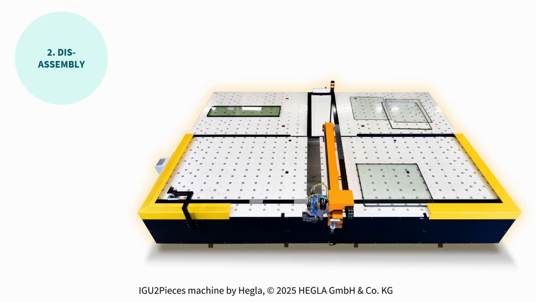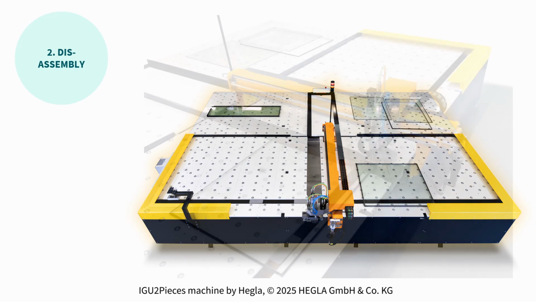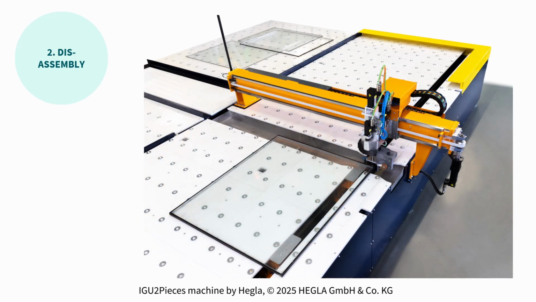The disassembly of an insulating glass unit is a complex and time-consuming process to do by hand. Therefore, an industrial disassembling procedure and machinery needs to be set up. In this context, an industrial disassembly machine has recently been developed.